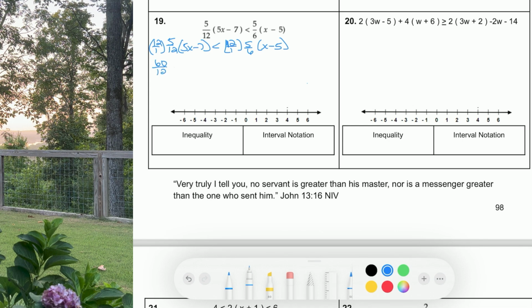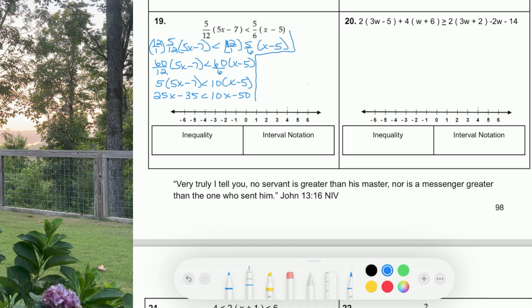12 times 5 is 60 over 12. 12 times 5 is 60 over 6. 60 divided by 12 becomes 5, so that fraction is now gone. 60 divided by 6 is 10, and now that one is gone. I'm going to go ahead and distribute, so that's 25x minus 35 is less than 10x minus 50.